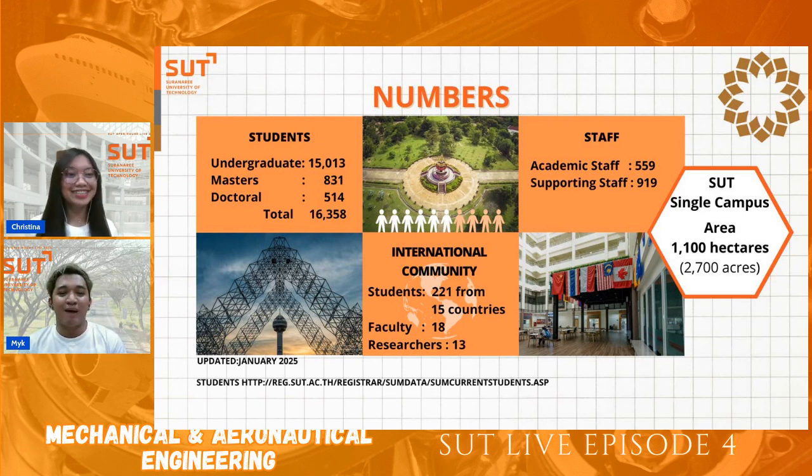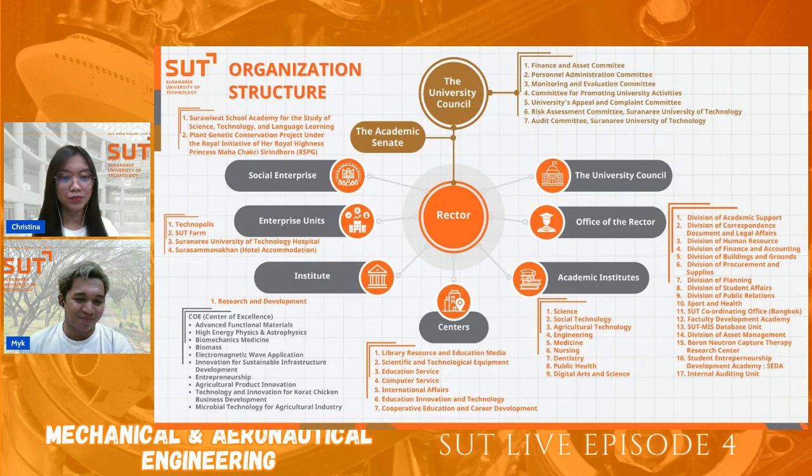The university spans a single, expansive campus of 1,100 hectares or 2,700 acres, fostering a comprehensive learning environment. Furthermore, SUT's commitment to internationalization is evident in its diverse community, hosting 221 students, 18 faculty members, and 13 researchers from 15 different countries, creating a global atmosphere right here in the heart of the Northeast. For more detailed student statistics, you can refer to the provided link.